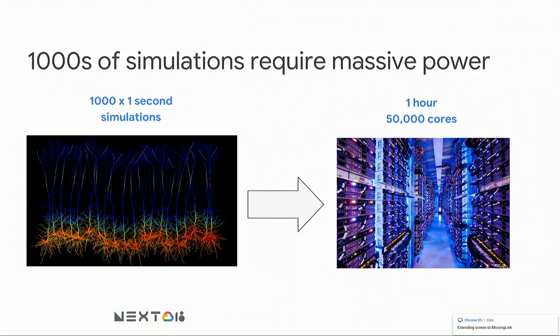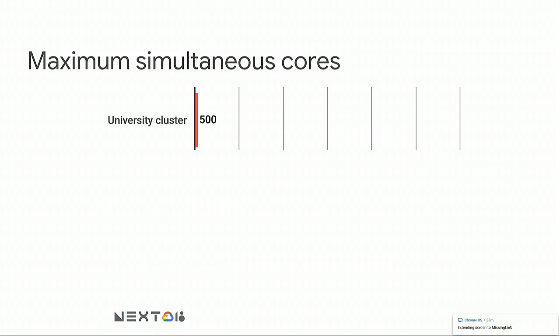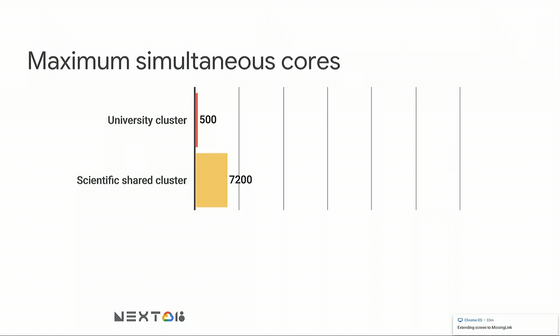And so we need to run thousands of these simulations. As an example, if I wanted to run 1,000 of these 1 second simulations, I would require 50,000 core hours. 1 hour on 50,000 cores. This is a massive amount of computing power, and I want to show you the evolution of how I started using supercomputers. We started with a university cluster which had 500 cores, and this very quickly showed it was very limited. We then used an NSF scientific shared cluster with around 7,000 cores, but it also turned out to be not enough for our simulations.